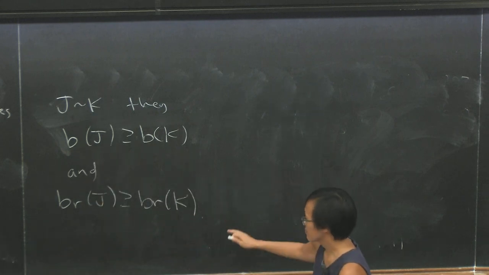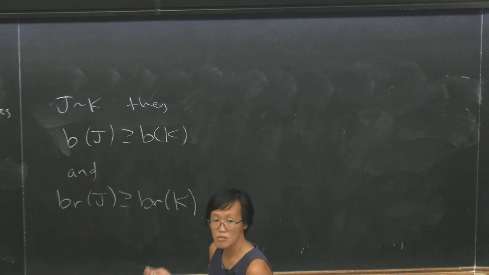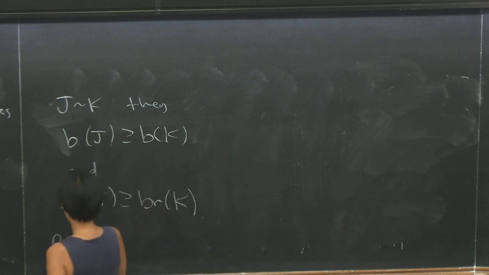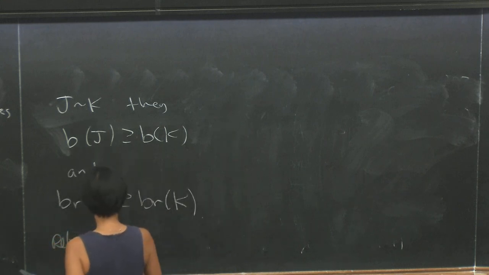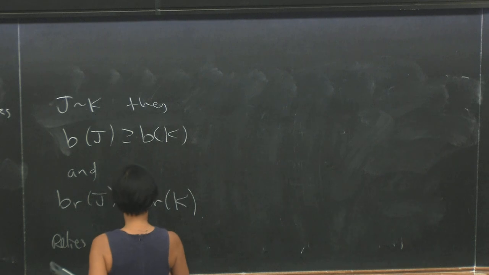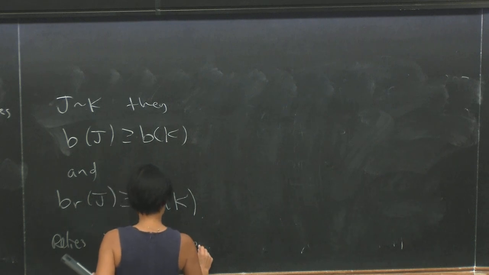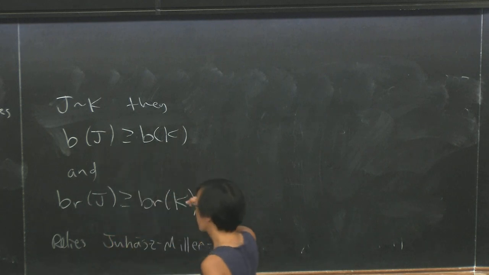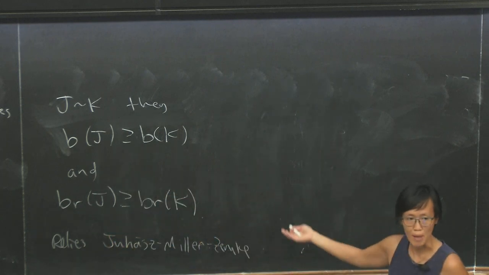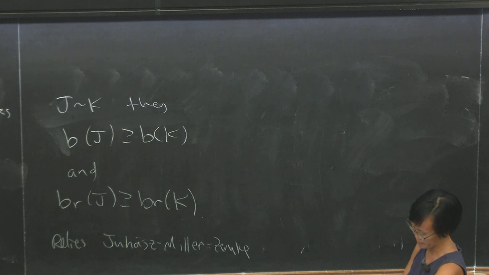Great. And this relies on work of Juhasz, Maggie Miller, and Zemke. They have a bridge index bound coming from knot Floer homology. Great. Questions? Yes.